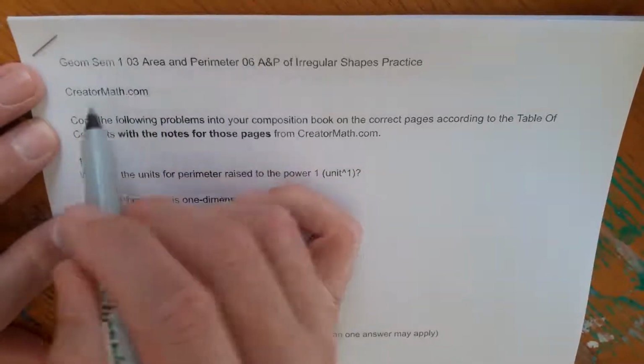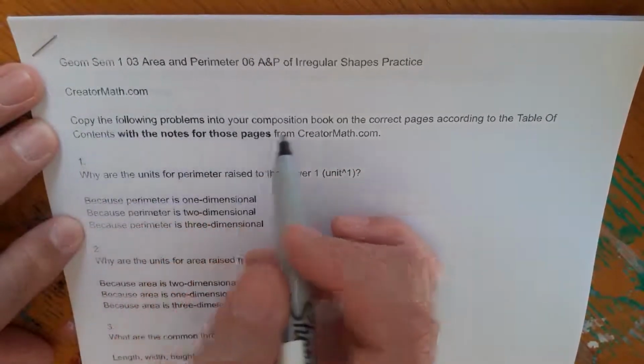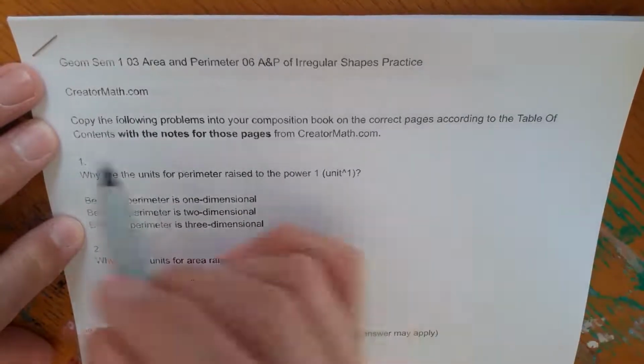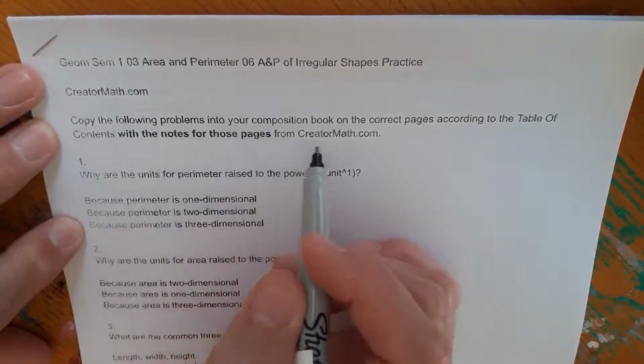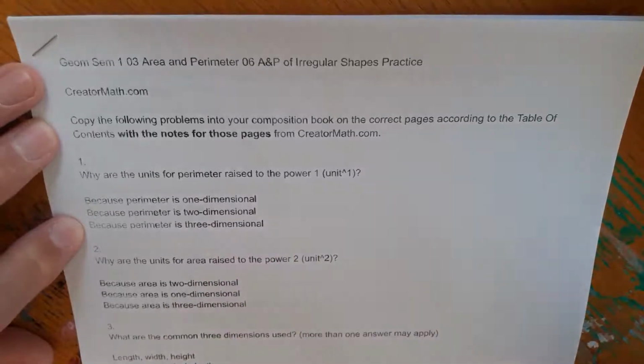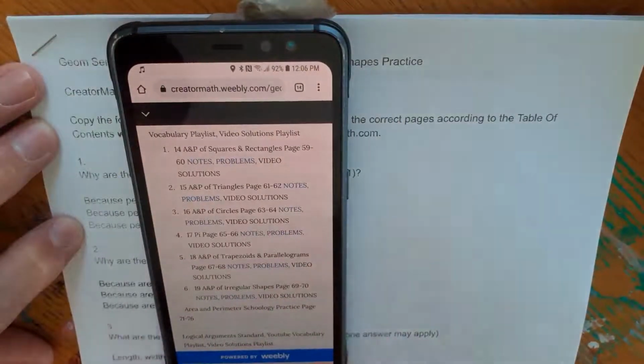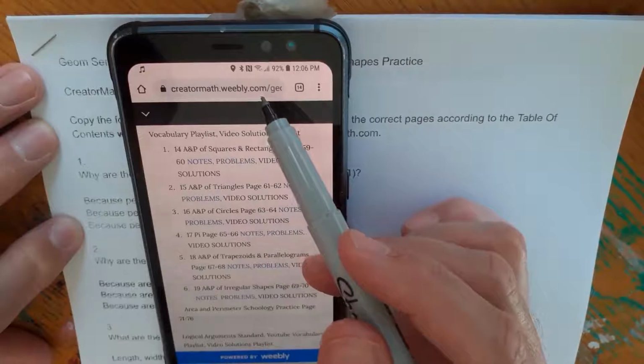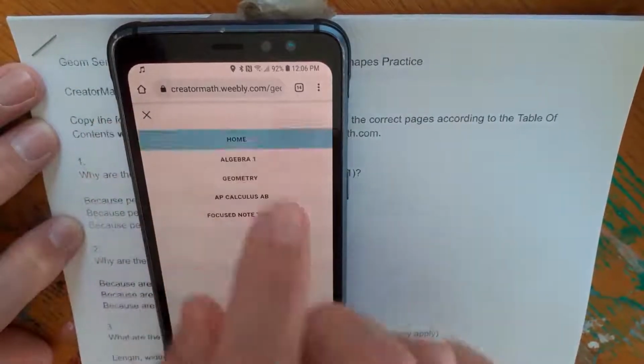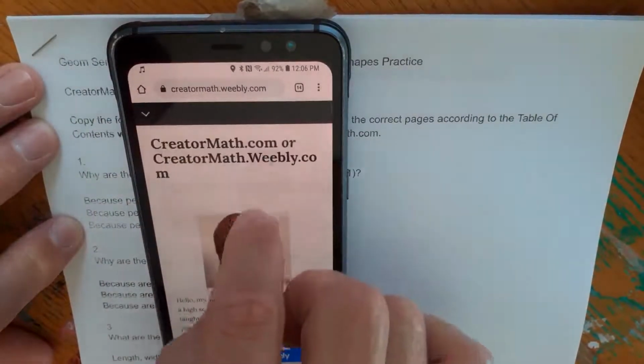creatormath.weebly.com to find it. The instructions are: copy the following problems into your composition book on the correct pages according to the table of contents with the notes for those pages from creatormath.com. So, let's model that quickly. Here it is, creatormath.weebly.com. That's the site. Here's the home page. Looks like this.